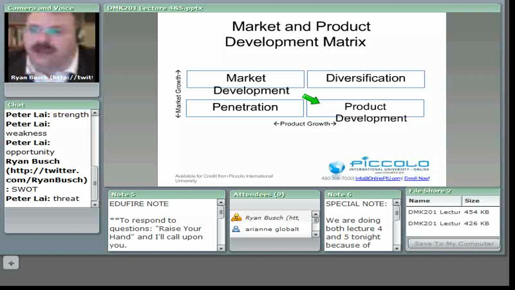Let's go ahead and go through the market and product development matrix, and define both product growth and market growth, and then talk about each of the quadrants. Before we started talking about the SWOT analysis, we were talking about market growth. Market penetration is at the low end of the market growth axis, meaning that penetration for a market is moving deeper into a market that you're already working with.